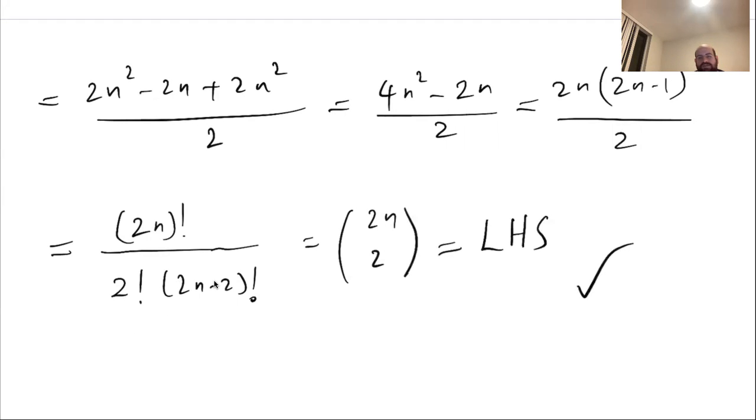Okay, so algebraically it was simple. Just write down the formula and then take a common denominator. Start with the right-hand side and get to the left-hand side, or you can, of course, start with the left-hand side and get to the right-hand side.